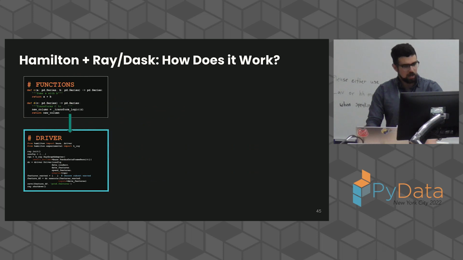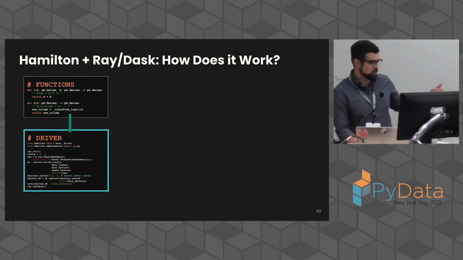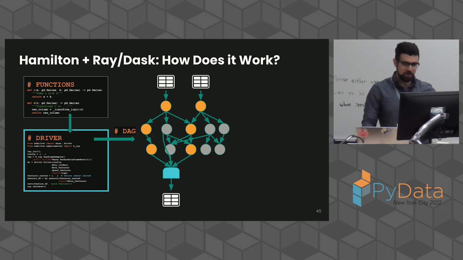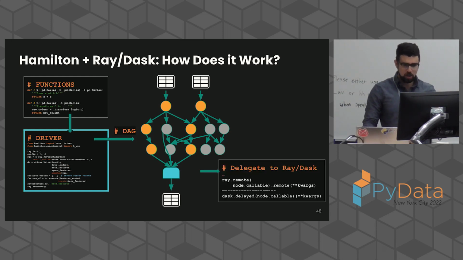So how does this work? We've got our functions, we've got our driver, and we then create our DAG, same as usual, and we end up delegating through Dask. So it's actually this simple, right? Asynchronous callbacks, remote, and Dask delayed allow us to crawl the DAG, wrap it there, and run everything we need in parallel.